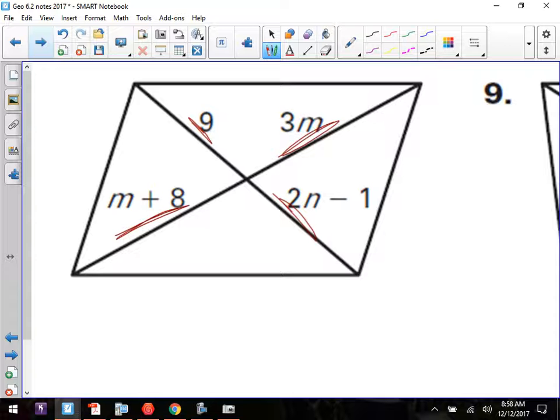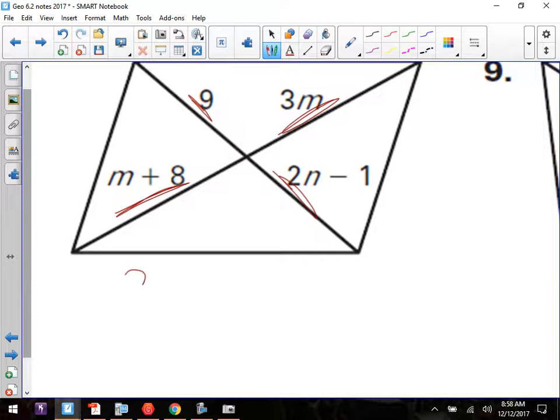So if diagonals bisect each other, what do they do algebraically? They split in half, so that means they have to be equal to each other. Okay? So when you set those things together, we have 2n minus 1 is 9, and 3m has to equal n plus 8.